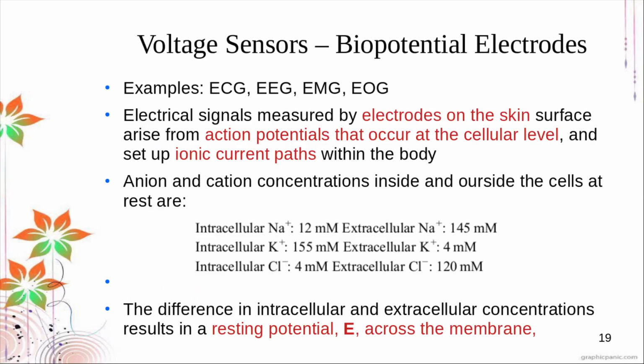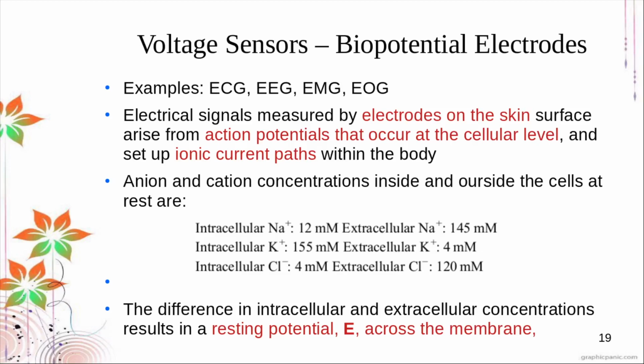So let's talk about the different types of sensors. So we have here your voltage sensors, usually a biopotential electrode. You usually find them in ECG devices, electrocardiograms, EEG, electroencephalogram, EMG, electromyogram, and EOG devices.